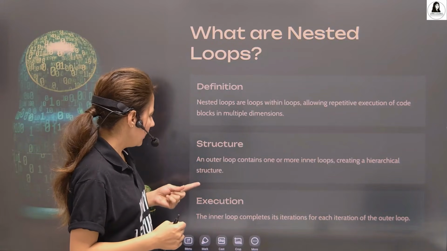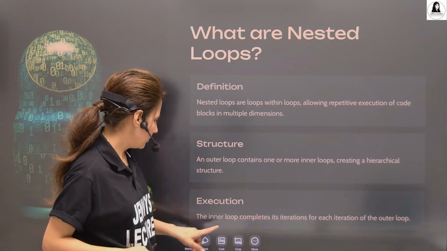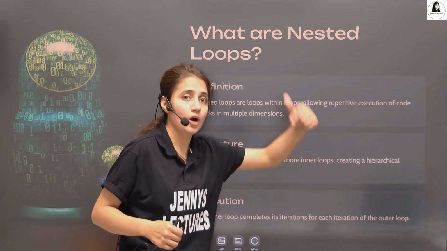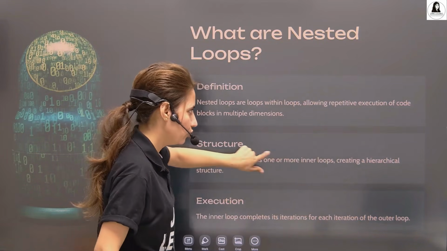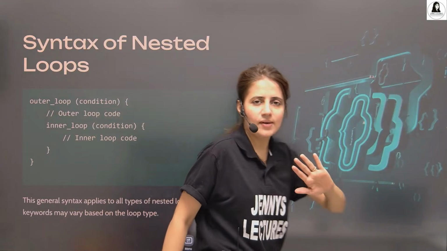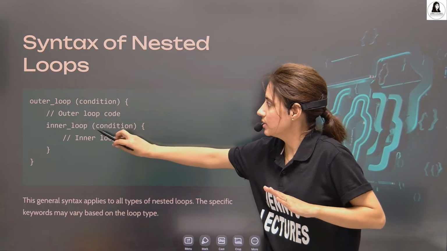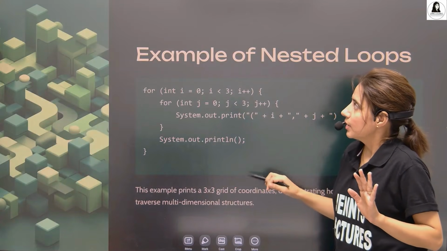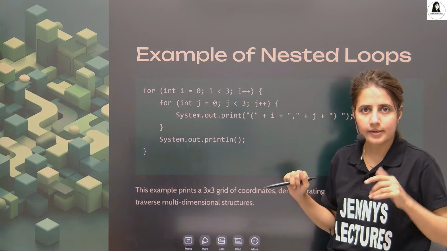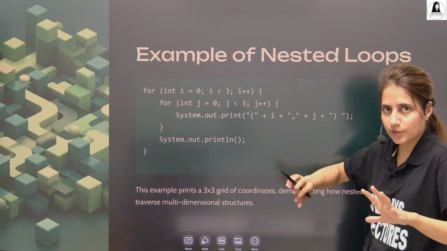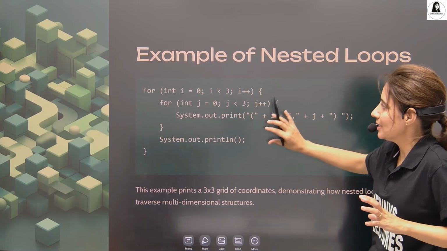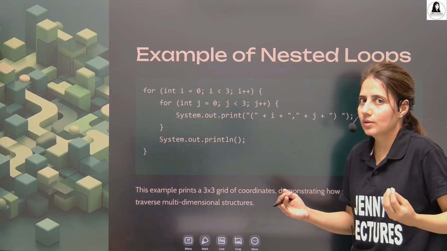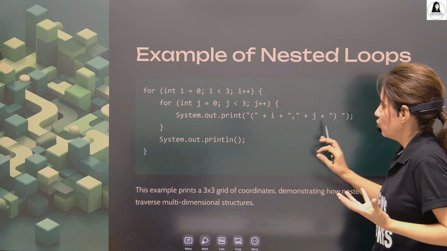Okay. Now, execution: I have told you the inner loop completes its iterations for each iteration of the outer loop. I have simply told you this with an example. So this is the general syntax: outer loop condition, within this we have the inner loop condition. This is the outer loop code. This is the inner loop code. That's it. Okay. This is an example of a nested for loop. Now you can just try it out. Pause the video and dry run this and see what output you are getting. Because I have told you how nested loops work, so dry run this program and see what output you will get here.